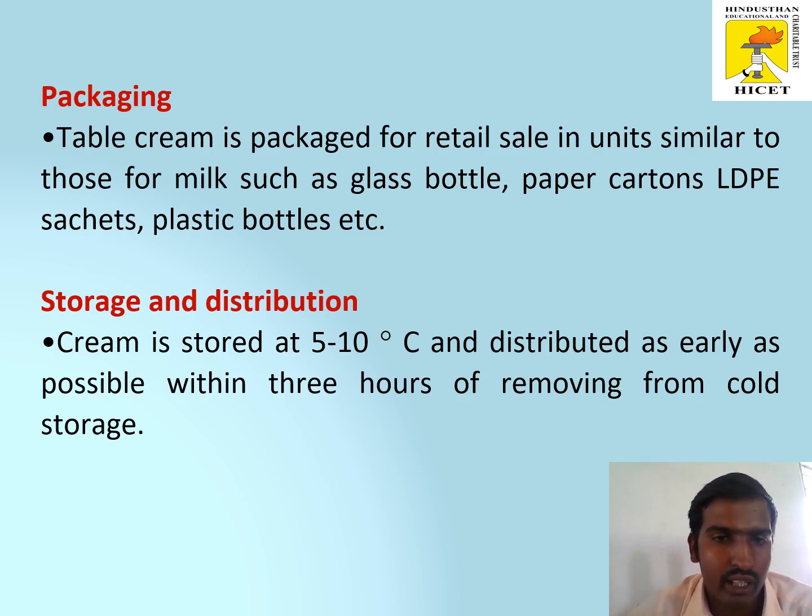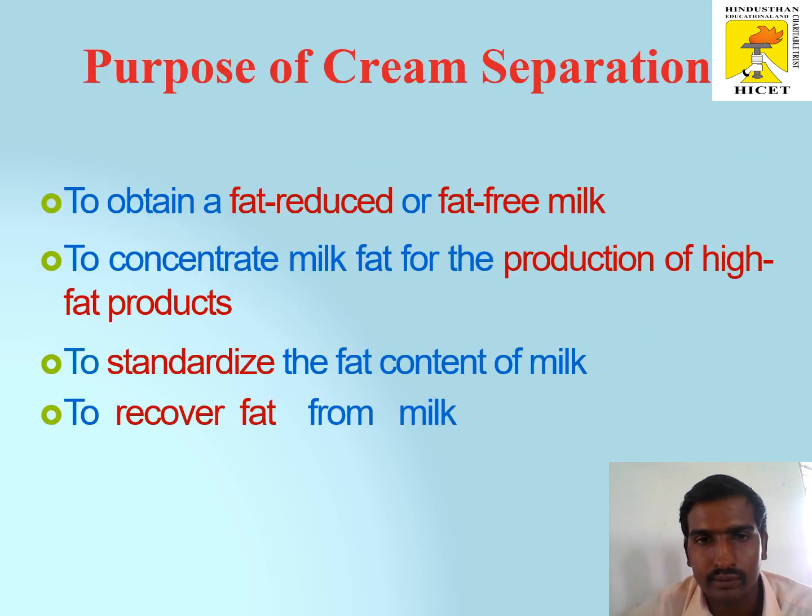The cream is stored at 5 to 10 degrees Celsius until it reaches the consumer or until its usage, and distributed as early as possible, within 3 hours of removing it from cold storage. So you have to maintain cold storage conditions, that is 5 to 10 degrees Celsius, before using it for any other application, either for ice cream processing or manufacturing, or for home application, or by the consumers getting the product from the retail markets.